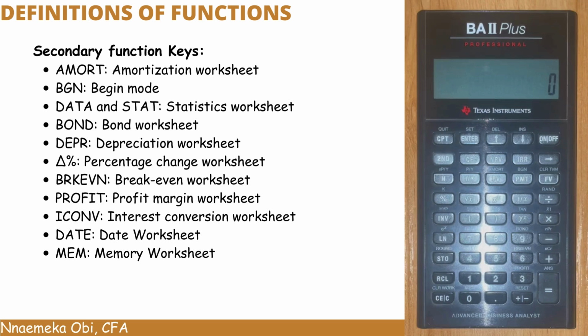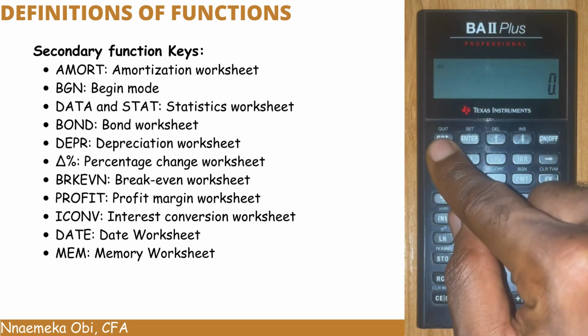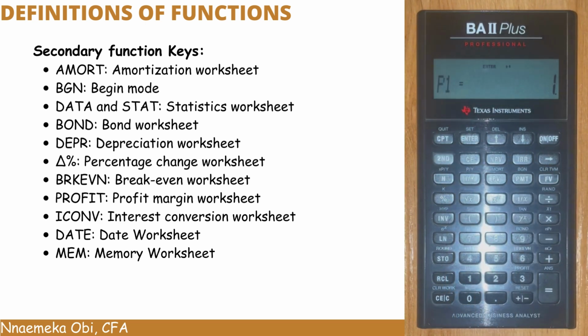Now we also have the secondary function keys. Let's look at some of the important secondary function keys. So if I press second function and press PV, I'll enter the amortization worksheet.